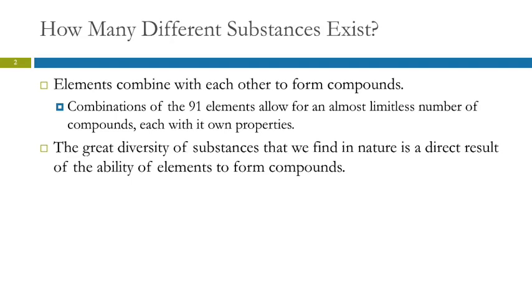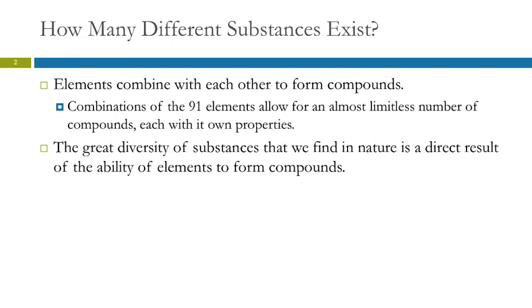So we know that there's 91 naturally occurring elements, but then you can combine those in different ways. And even just combining carbon and hydrogen, because you could have 2 carbons and 6 hydrogens, or 2 carbons and 4 hydrogens, or 2 carbons and 2 hydrogens. There's all these different possibilities. There are a lot of different substances.